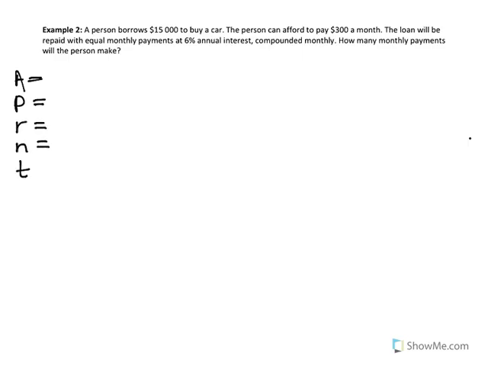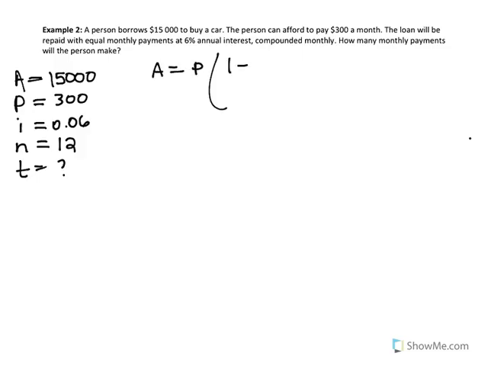So same thing we just did. It's not R, it's I. But we're going to go 15,000, 300, interest rate of 0.06. N is going to be 12, and we are looking for t. So we're going to use the other formula this time, because it is a loan.